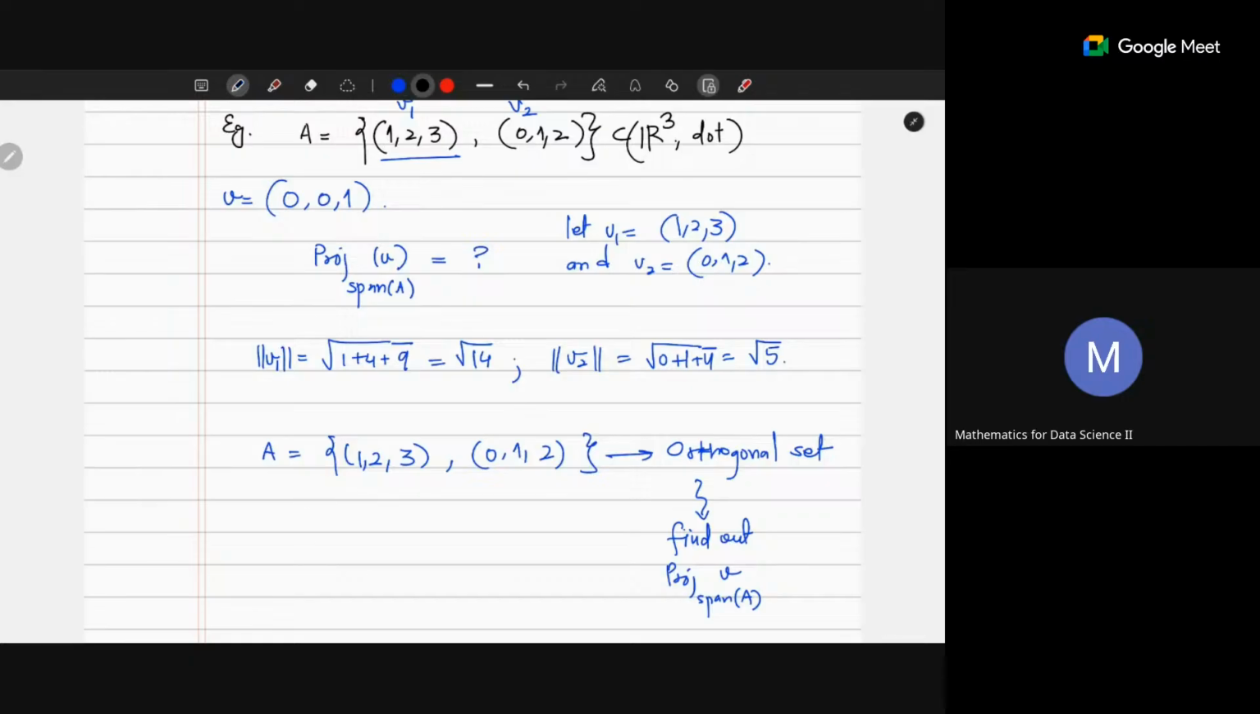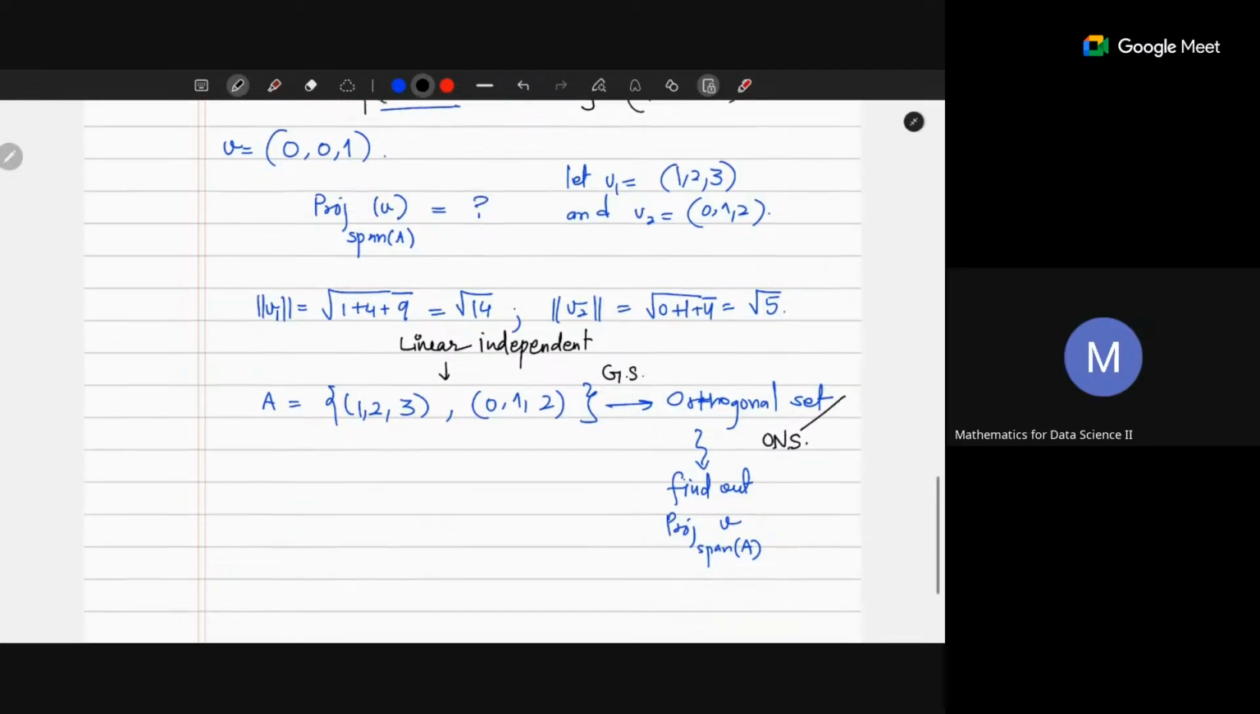So converting a random set of vectors, not random set, you can check that they are linearly independent. They are not dependent. So converting a linearly independent set to an orthogonal or orthonormal set is what we are going to discuss today, which is called the Gram-Schmidt procedure. And then once you have that, you can find the projection. So we will discuss this later.